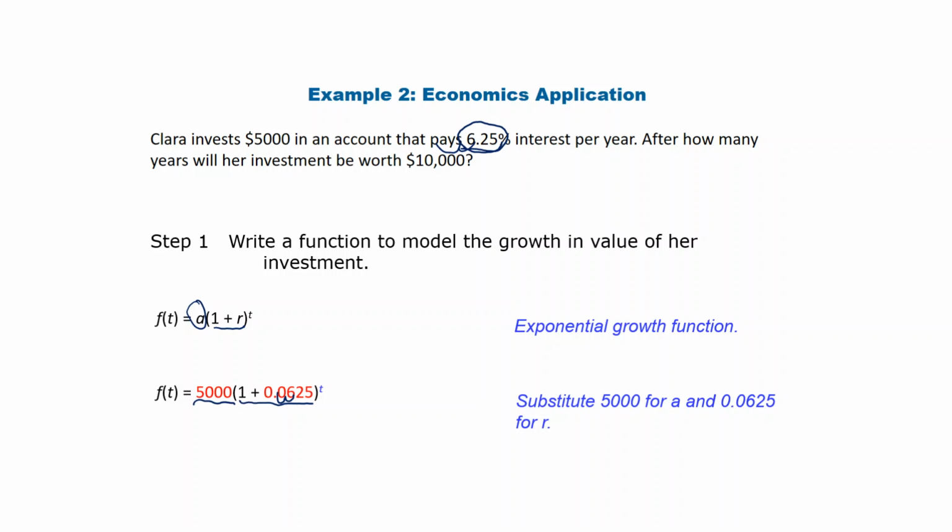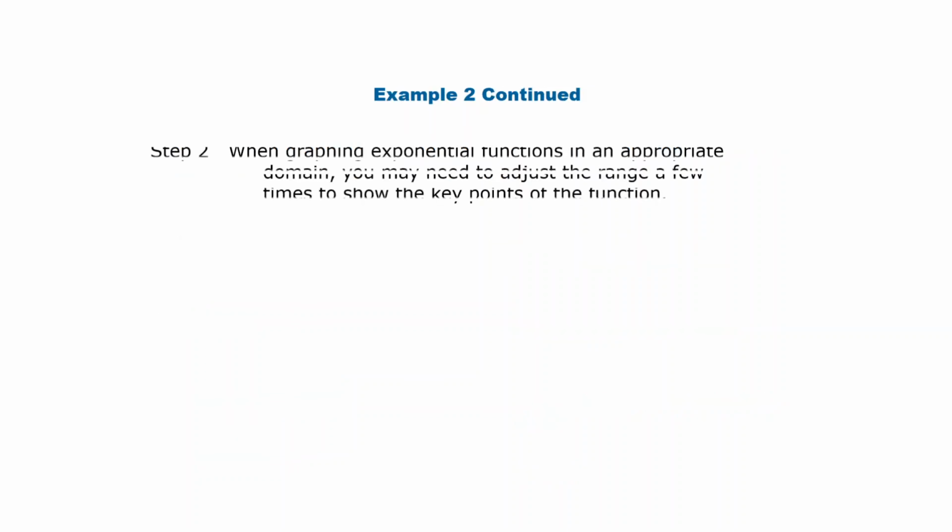All right, and then t is going to be our time in years, because we're talking about how many years until her investment will be worth $10,000. So there's all of our substitutions. Now, when you simplify it all, you're going to have f of t equals 5,000 times 1.0625 to the t power. And you can just put that into your calculator.